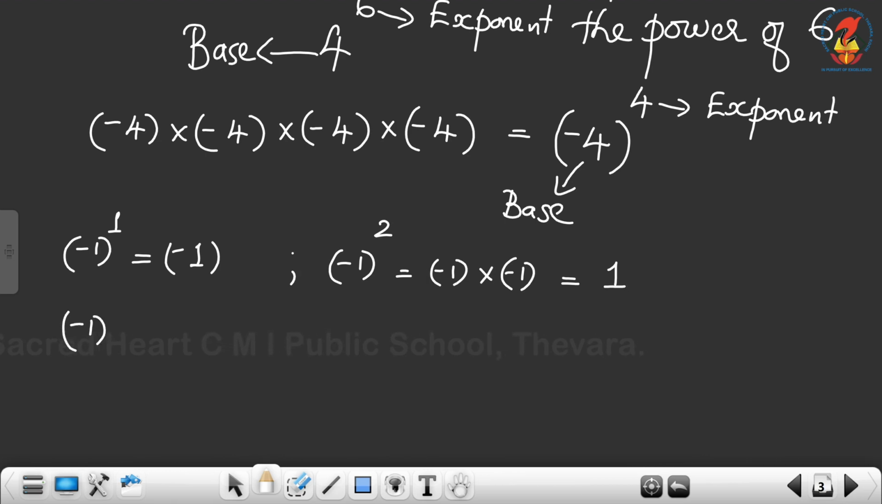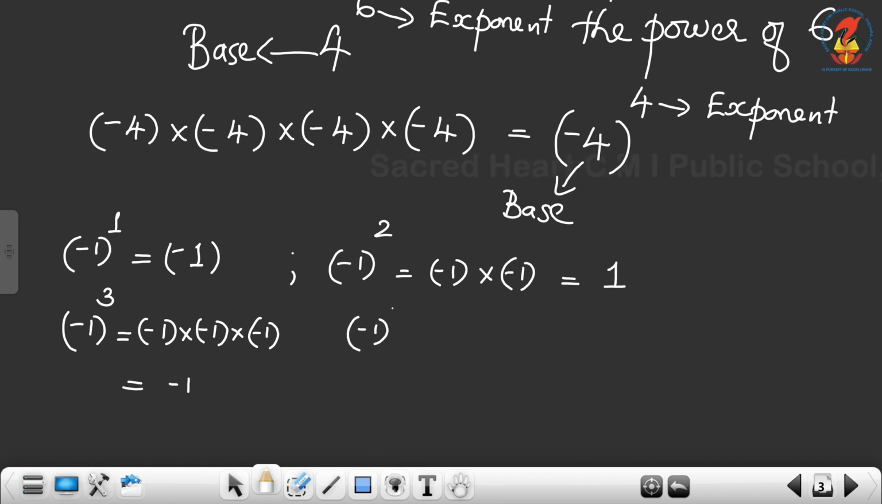Now, again, negative 1 raised to the power 3. We can write this as negative 1 into negative 1 into negative 1. Negative 1 is multiplied by itself 3 times. Negative 1 into negative 1, you will get the product as a positive integer 1. Then 1 into negative 1, the product is negative 1. So, negative 1 raised to the power 3, the answer is negative 1.